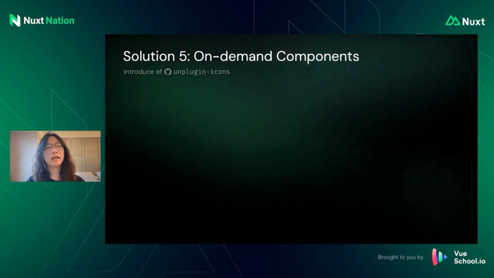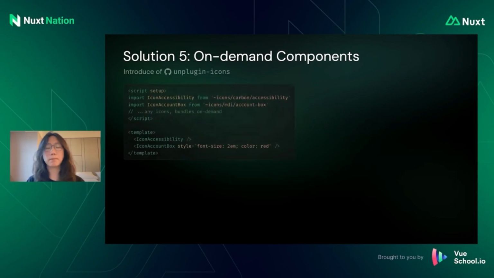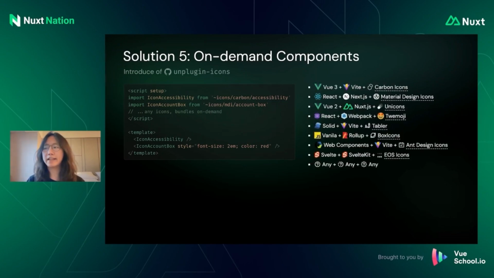And with the unified interface from Iconify, combining Vite's on-demand approach, we made unplugin-icons, which lets you import any icons on demand as components. Because it's an unplugin, it supports all popular build tools including Vite, Webpack, Rspack, etc. It provides compilers for all popular frameworks like Vue, React, Svelte, Solid, etc. With Iconify, we make it possible to have one single solution for any framework to use any icons, eliminating the vendor lock-in on your choice of icons.